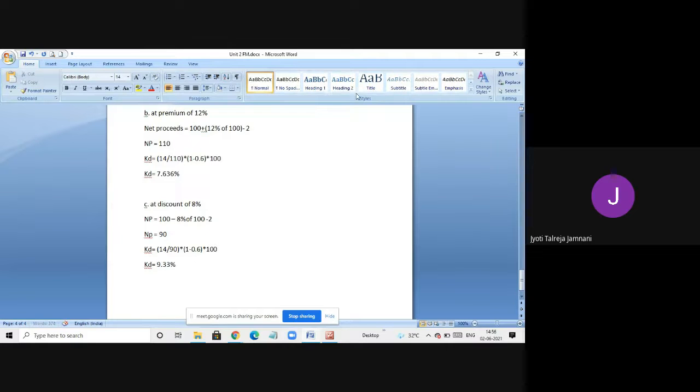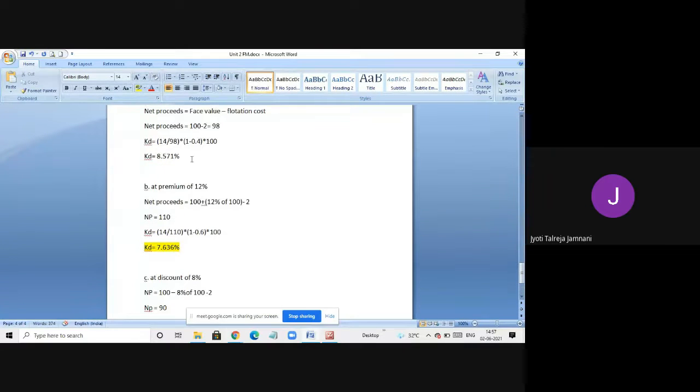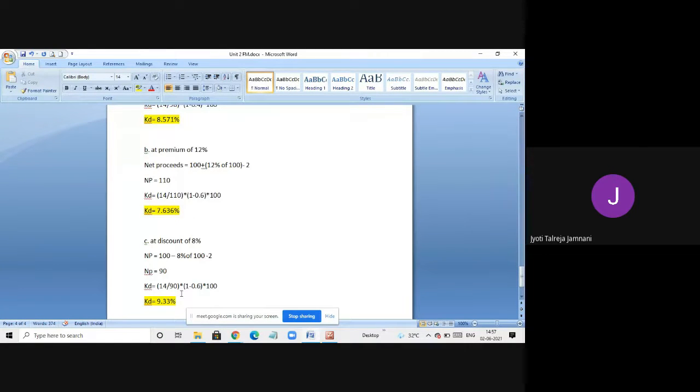Now, one observation I want to share, so I did this sum quickly. If you see, at discount, the cost of debt is highest. At premium, it is lowest. And at par, it is in between. So if you see, at premium, cost is 7.636. At par, it is 8.57. And at discount, it is 9.33.